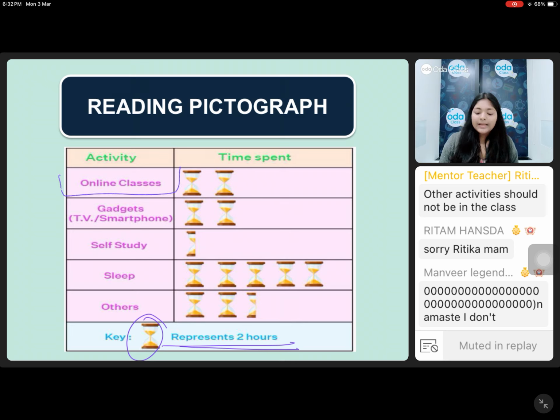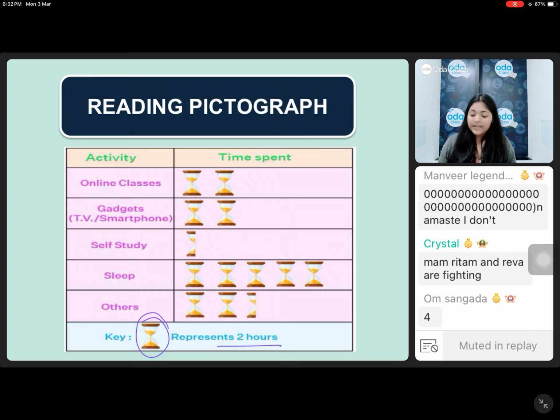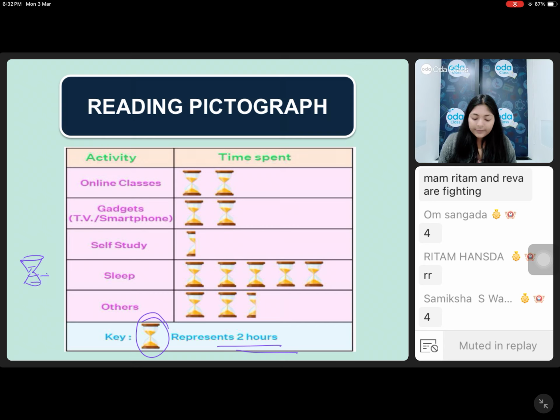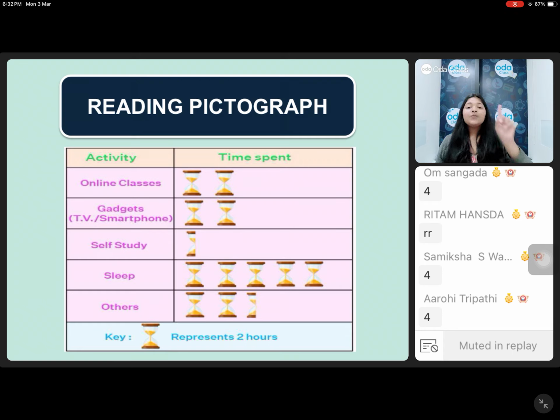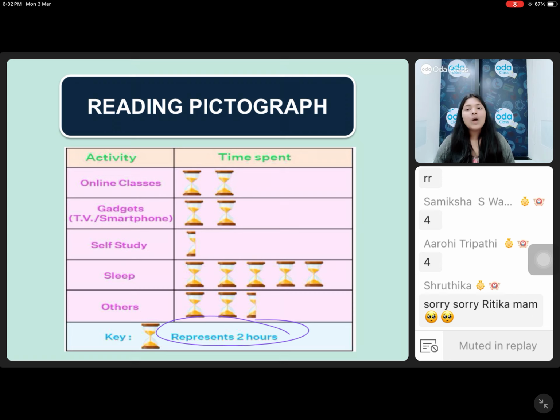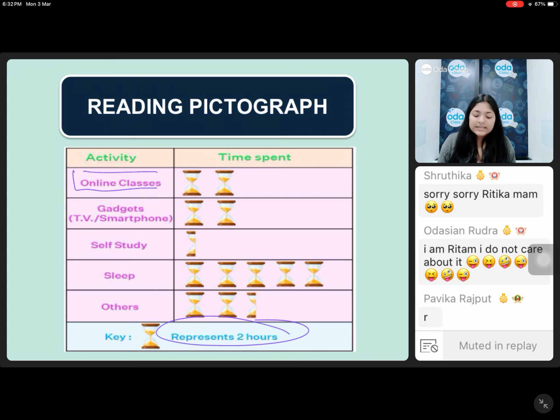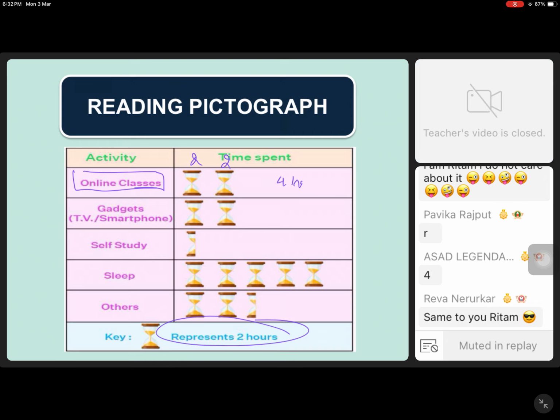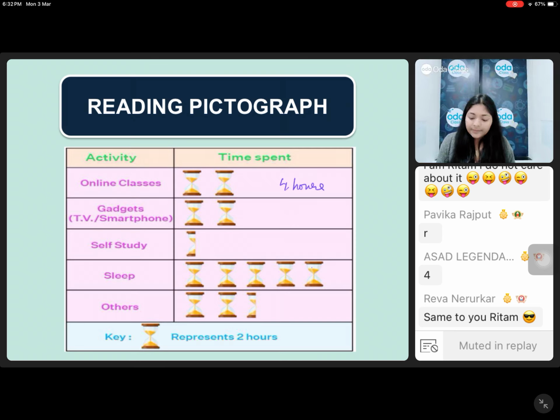So tell me, for online classes, how many hours have the students invested? If one sandy hourglass is representing 2 hours, how much time has been spent on online classes? It is going to be 2 plus 2, that is 4 hours. Understood? It is 4 hours. Clear, all of you?